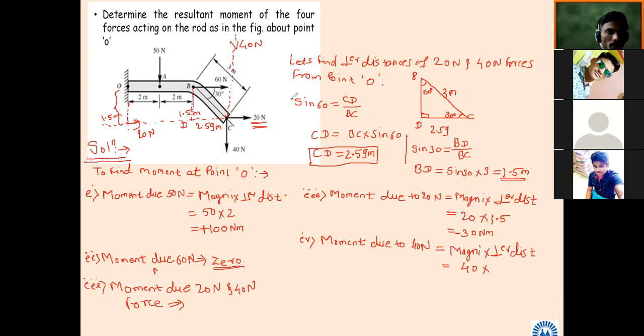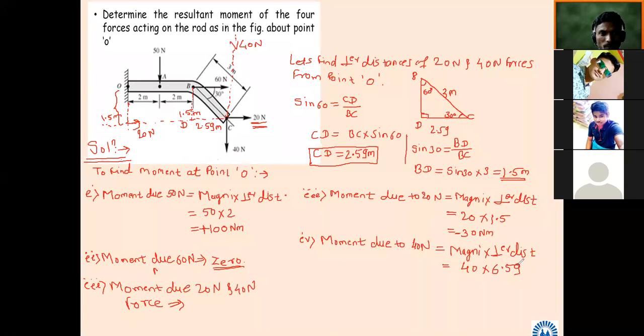That means O to A is 2 meter, A to B is 2 meter, and B to C horizontal, I am saying B to C horizontal, how much is it? 2.59. You should not add 3 meter because it is not horizontal. So 2 plus 2 plus 2.59, so the perpendicular distance will come to 6.59. Any problem in this distance, 6.59?